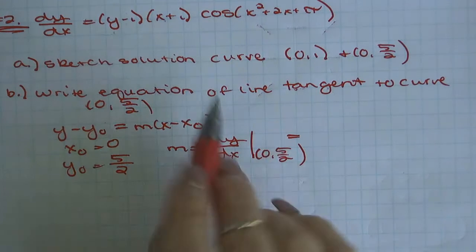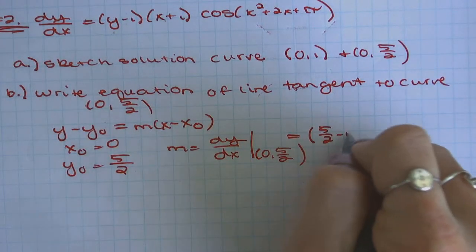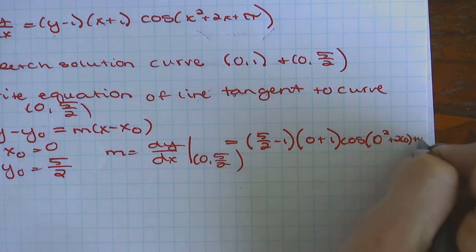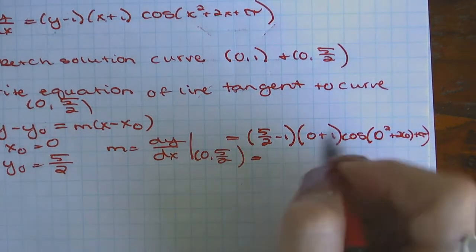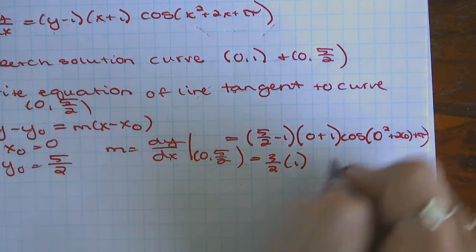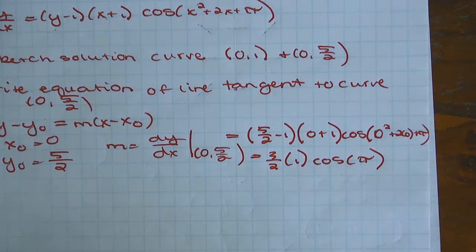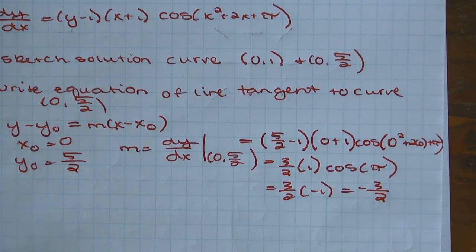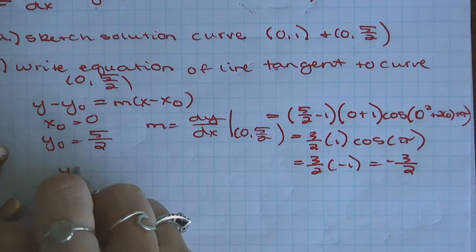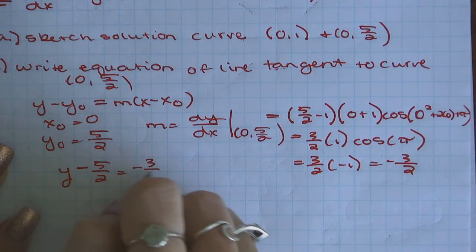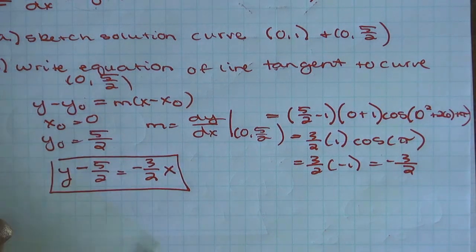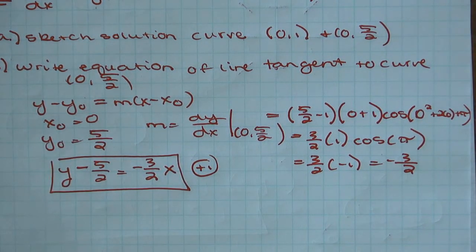So let's see, at that point, (0, 5/2), I have 5/2 minus 1 times 0 plus 1 times the cosine of 0 squared plus 2 times 0 plus pi. Ooh, barely had enough room there. So 5/2 minus 2/2 is going to be 3/2 times 1 times the cosine of pi. So this is going to be 3/2 times -1, so it's going to be -3/2. So pulling it all together, it means that y minus 5/2 is going to equal -3/2 times x, right? It would be x minus 0. So this right here is my answer, and ooh, fortunately I only get 1 point for doing that correctly.